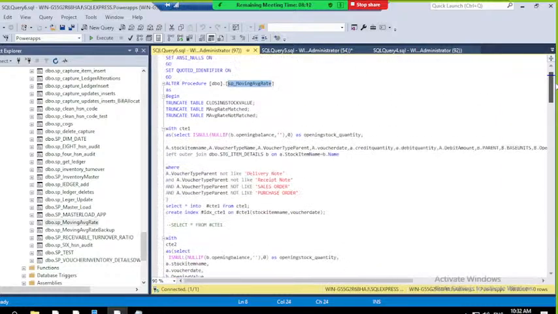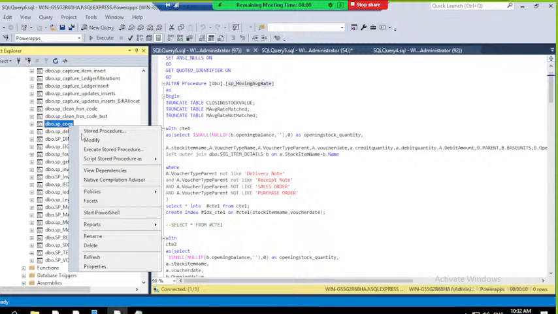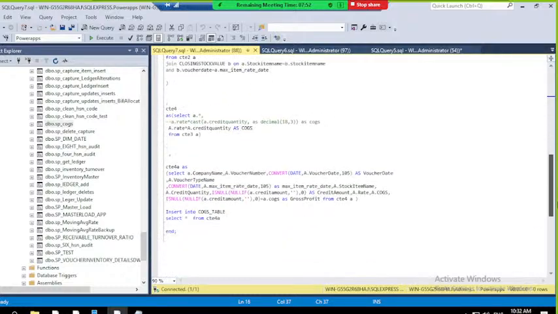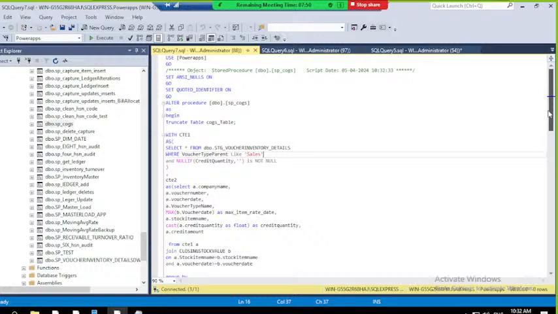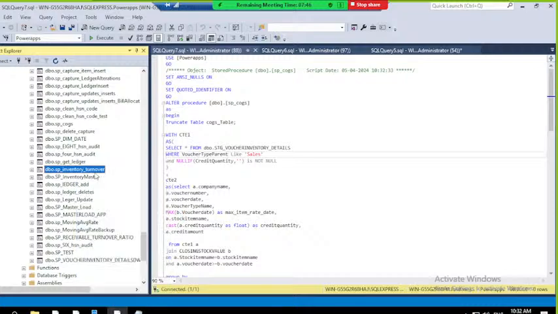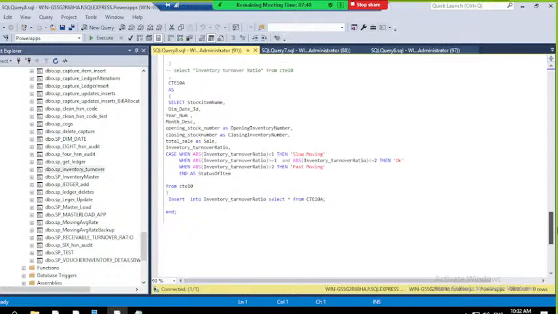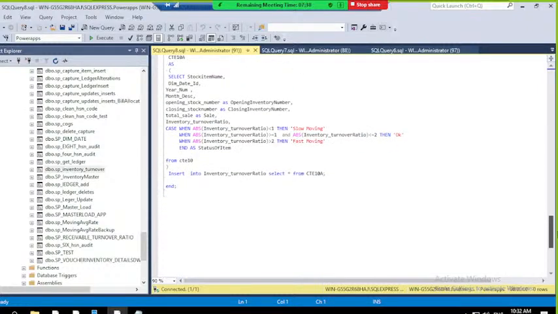Did you understand this or not? And this SP underscore cost of goods sold will tell you what is my profit. This procedure will tell you what is my inventory turnover, how fast my inventory is turning over, how fast my inventory is moving. Is that clear? So keep these two firmly.